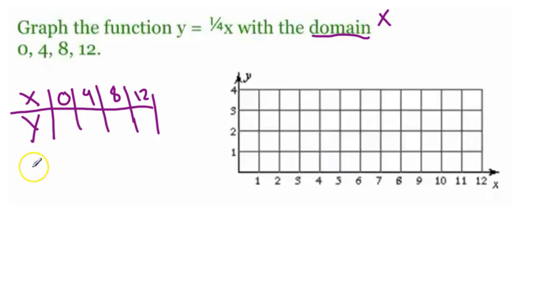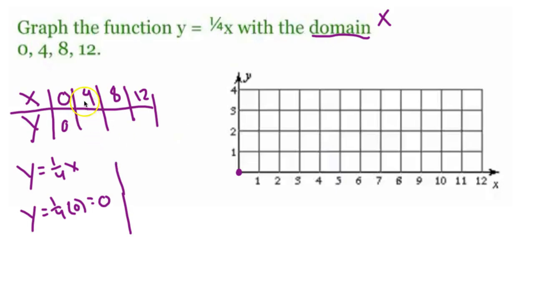To find the output or the y values, you write the equation down, 1/4 x, and you plug in numbers. So I'll start with 0. So we have y equals 1/4 times 0. Anything times 0 is just 0, so that will be a 0. So the point is 0, 0 on the graph. X is 0 and y is 0, so that point is right there. That's the origin.